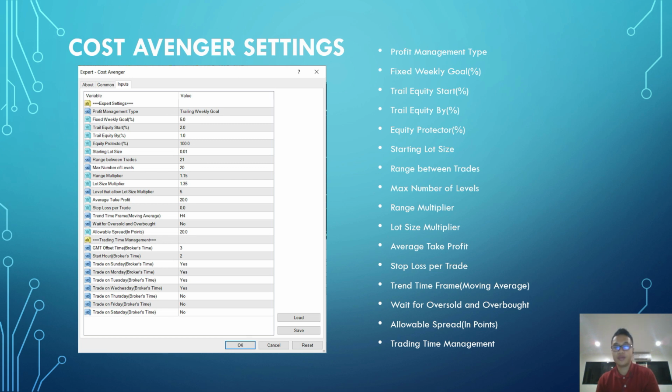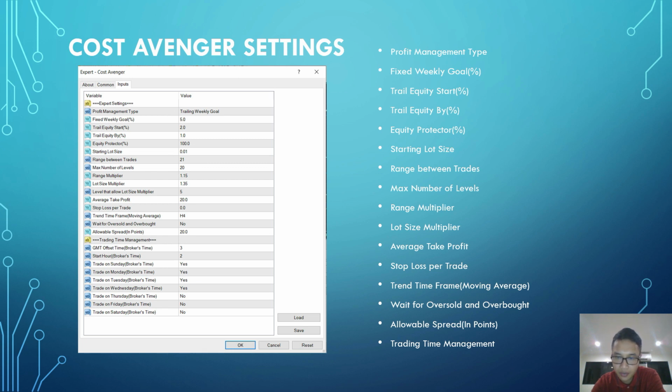So average take profit is, if you have like 5 buys, it will get the average price, and the take profit will be situated 30 pips from the average price. Then we have the stop loss per trade. So it's up to you, but most people usually put 200 for the stop loss. You could put it to 0 if you don't want any stop loss.